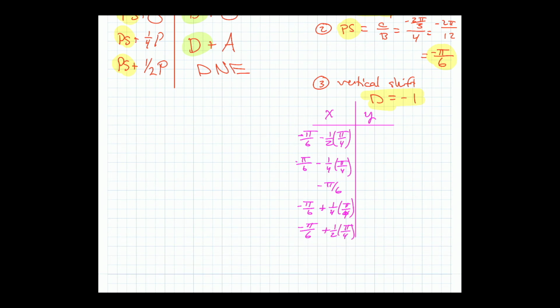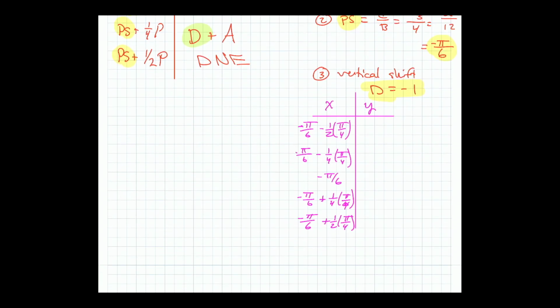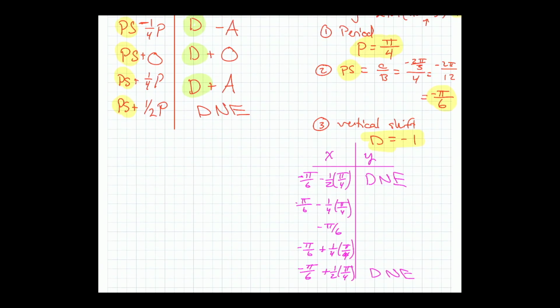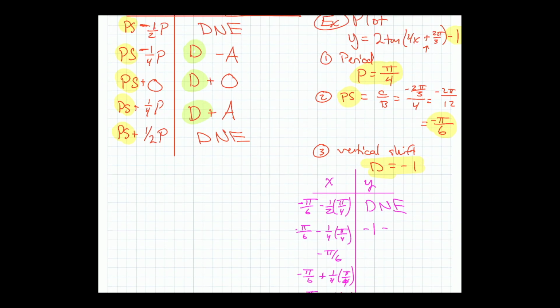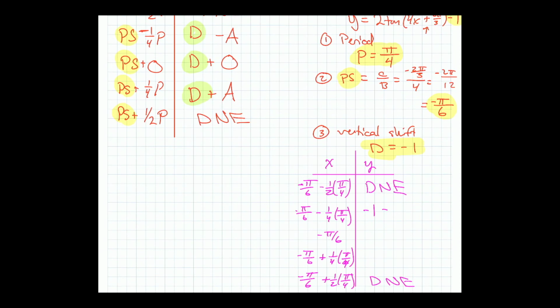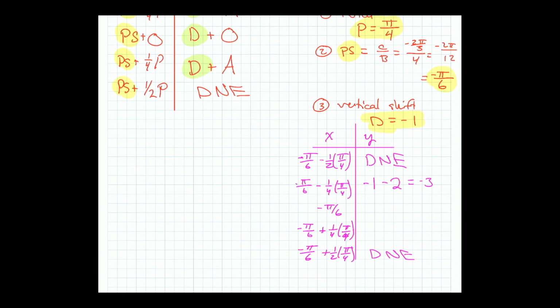All right. Now for the y values, those are a little bit easier. D and E, those are our asymptotes. In between, we got D minus A, so minus 1 minus, what's A? 2. Minus 1 minus 2, so that's minus 3. Then we got D plus 0, that's negative 1 plus 0, negative 1. Last one, negative 1 plus A, which is negative 1 plus 2, which is 1. All right.